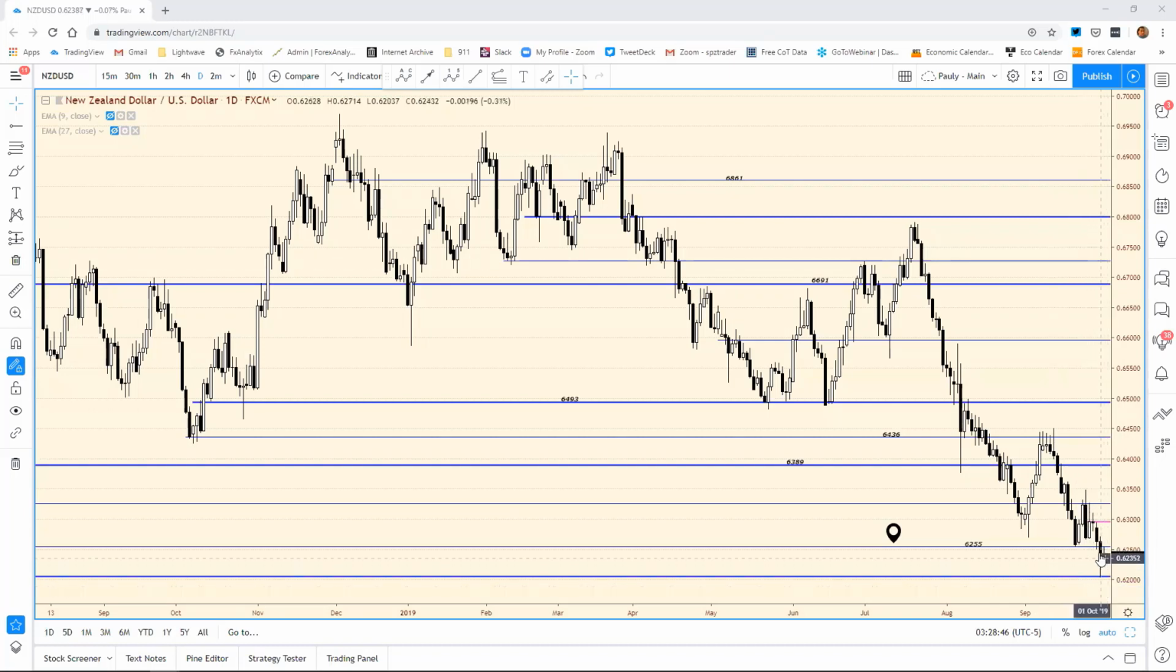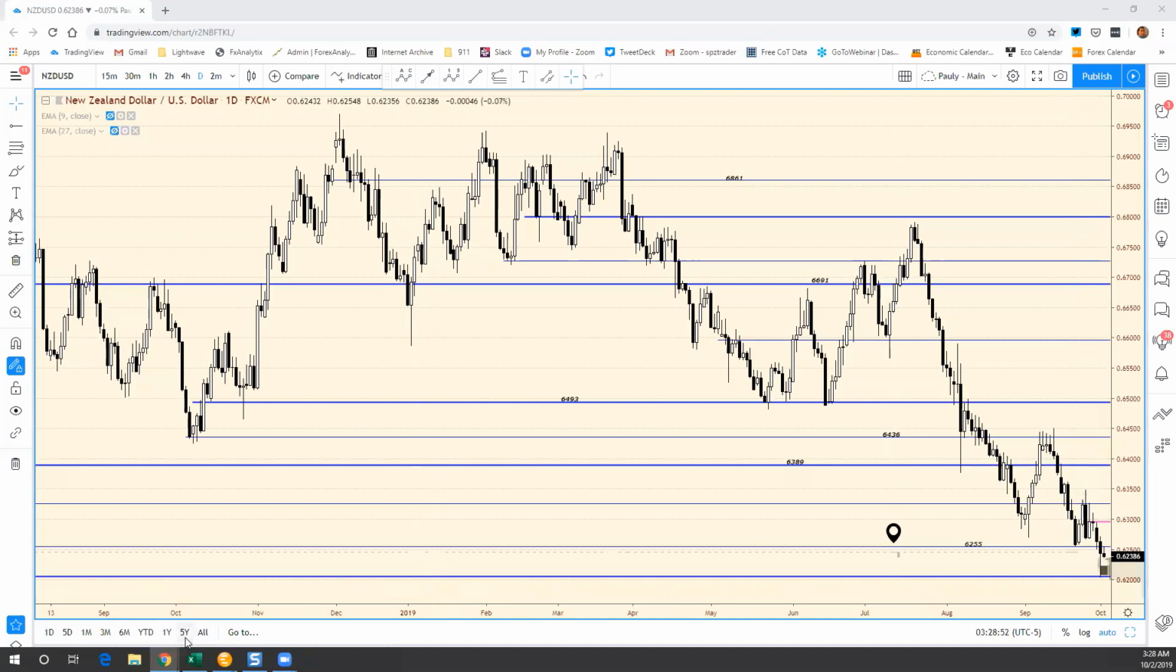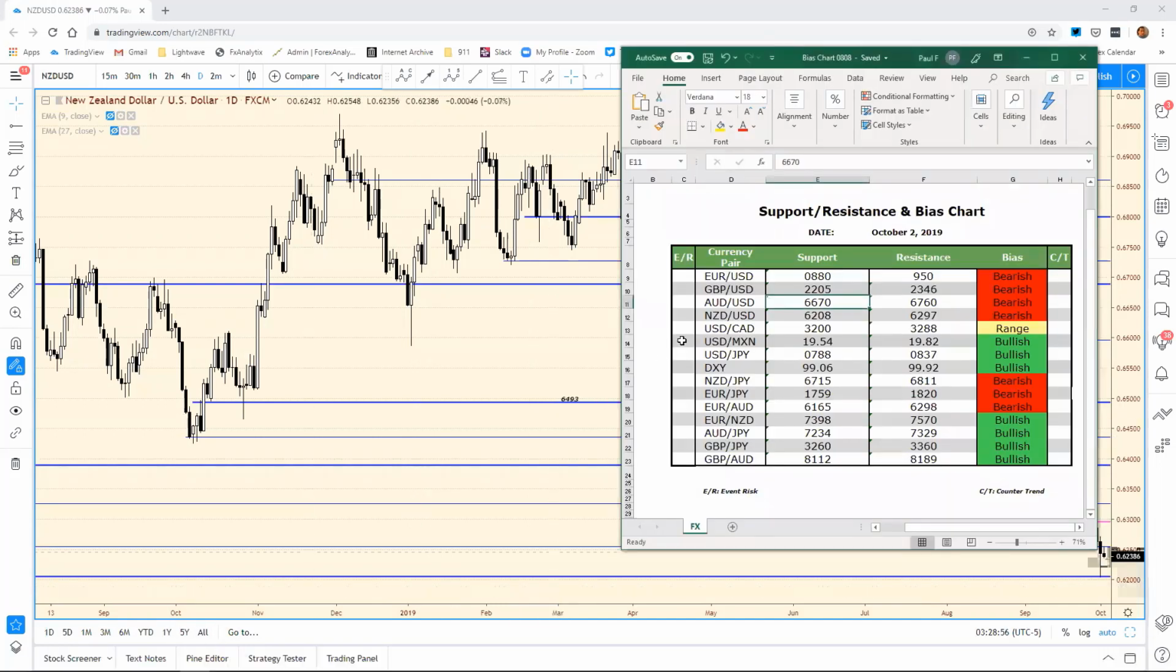And actually, the Kiwi's faring just a bit better, not much, than the Aussie. So 62.08 will still be support here for the Kiwi, and resistance will be here at 62.97. But we are really hanging on at the bottoms of both the Aussie and the Kiwi.